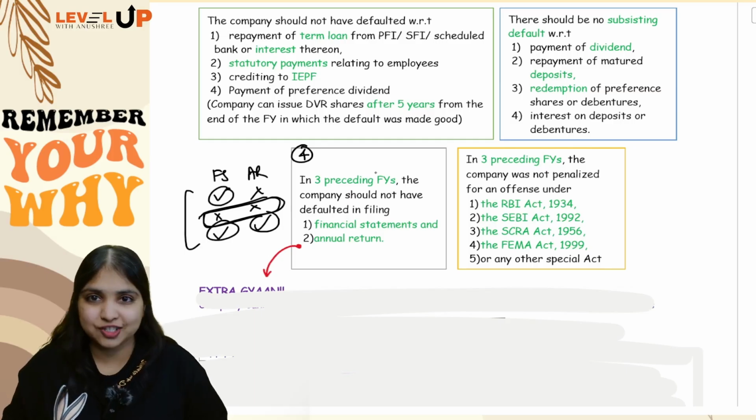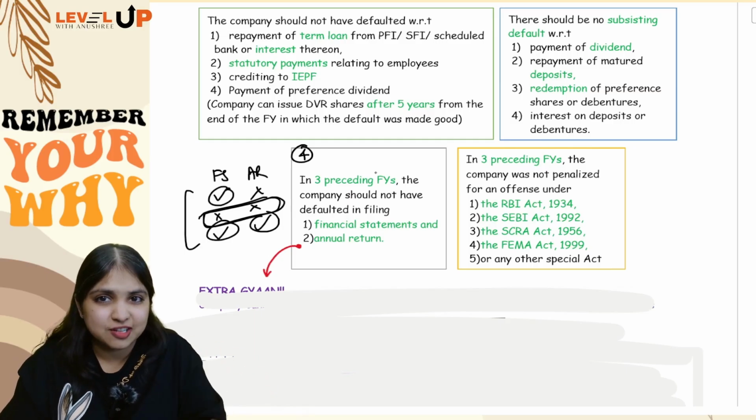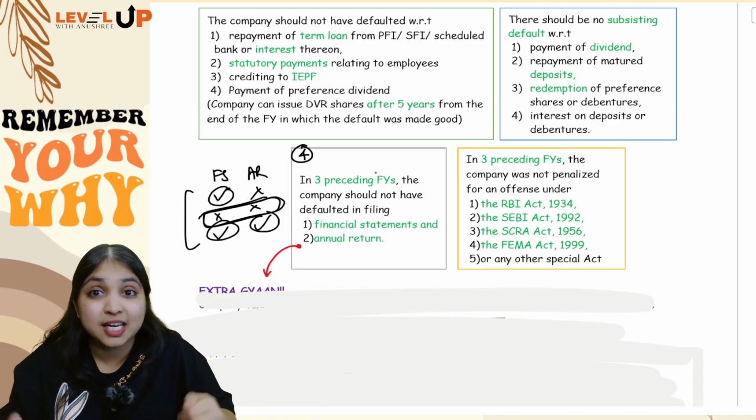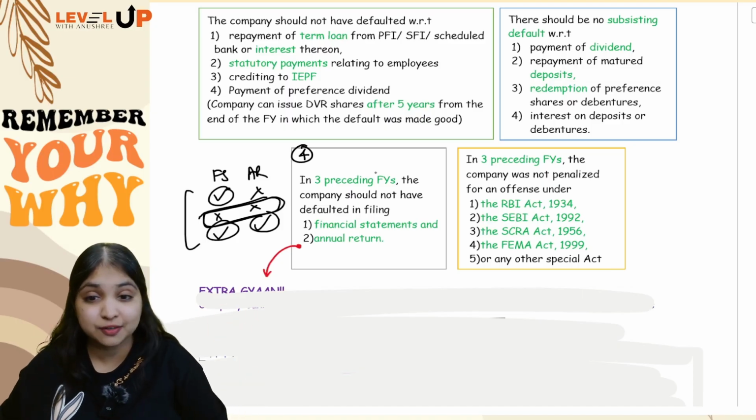So the fourth condition says, company, listen, we will see the last 3 years. In the last 3 years, each year, financial statement or annual return, at least one you file. If there is a year in which you have not filed both, then in year 4 you cannot issue equity shares with differential rights.